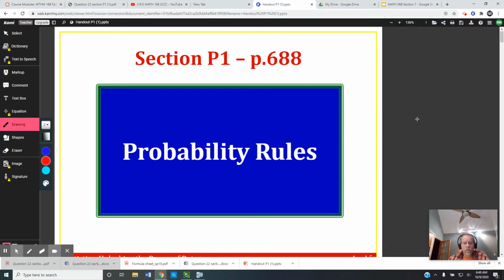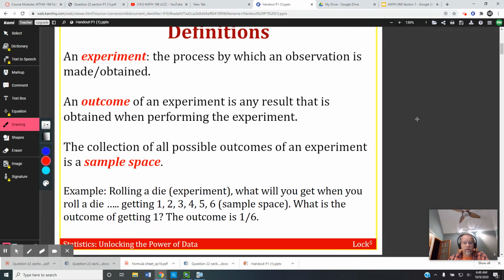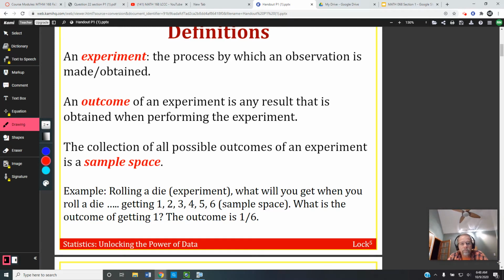So when we talk about probability rules, what we're really talking about are three basic things. We're talking about an experiment, which is performed, and it's a process by which an observation is made. We flip a coin, we draw a card, we make some kind of observation based on data that we are collecting. There's an outcome. An outcome of an experiment is a result that is obtained when performing the experiment. The experiment can be repeated over and over again, and as we get those values, we see an outcome.